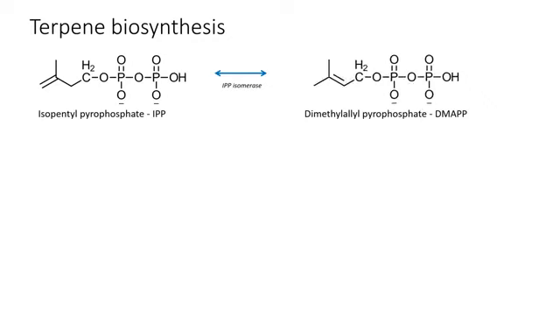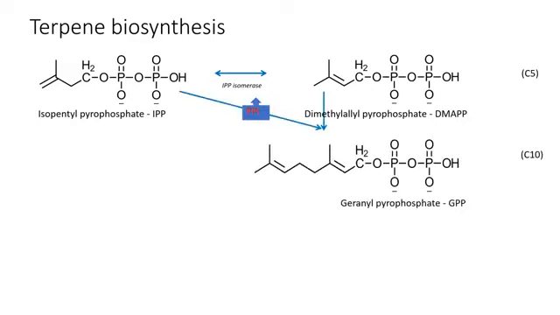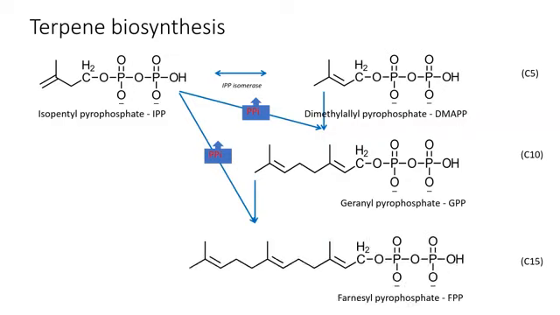One molecule of IPP and one molecule of DMAPP combine to form one molecule of geranyl pyrophosphate. This reaction causes the release of a pyrophosphate molecule. The geranyl pyrophosphate will have 10 carbons. Next, a molecule of IPP will react with the geranyl pyrophosphate to form a molecule of farnesyl pyrophosphate. Farnesyl pyrophosphate will have 15 carbons.